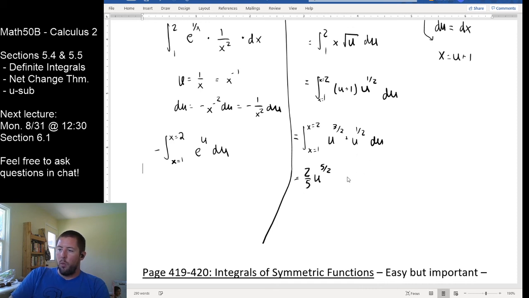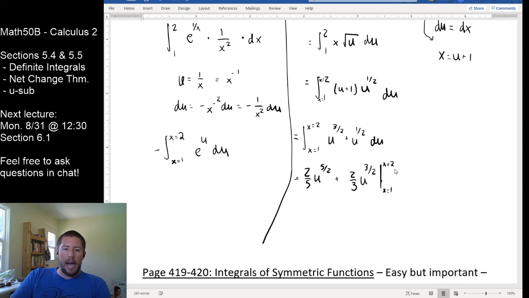Similarly here, add 1 to 1/2. I'm going to get 3/2. Oh my gosh, I just wrote that all wrong. Let me try that again. u to the 3/2. And then if I were to take the derivative of that to get back, I would get 3/2 u to the 1/2. So I only want to keep 2/3 of that because I want one copy of it right there. We don't get a plus c because we're evaluating this guy from x equals 1 to x equals 2.